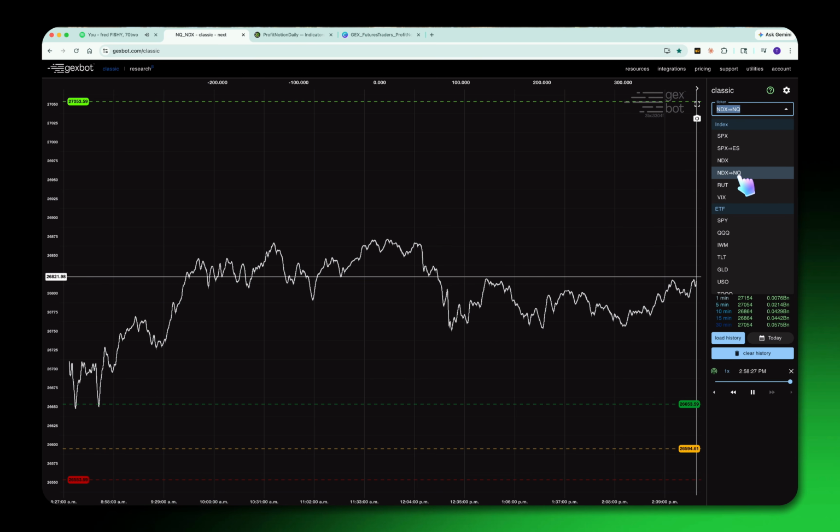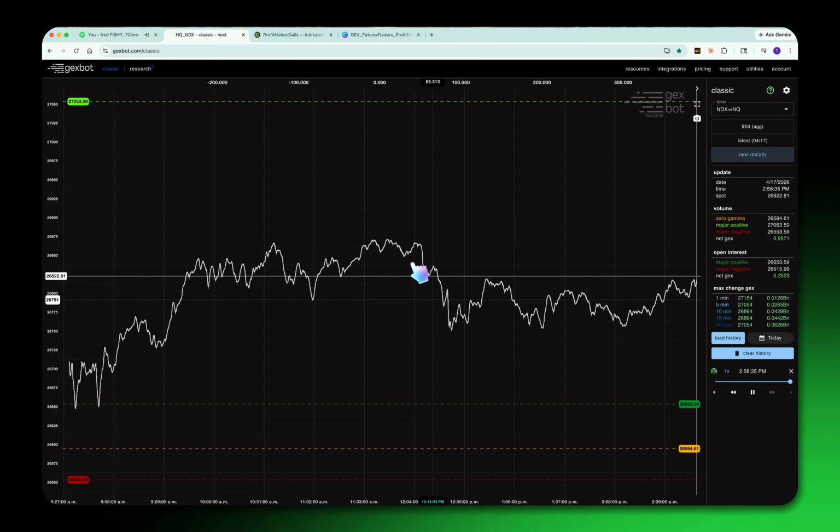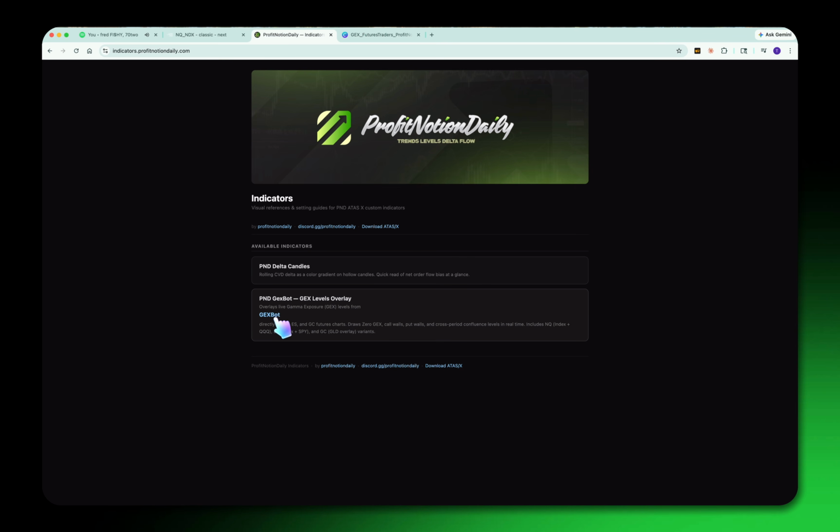So you got the NDX, and we also have QQQ. So we have that kind of map. But you get a lot more data here with GexBot as well. So if you wanted those details, definitely use the app. But you'll definitely need a subscription there. You'll need an API key and all that.